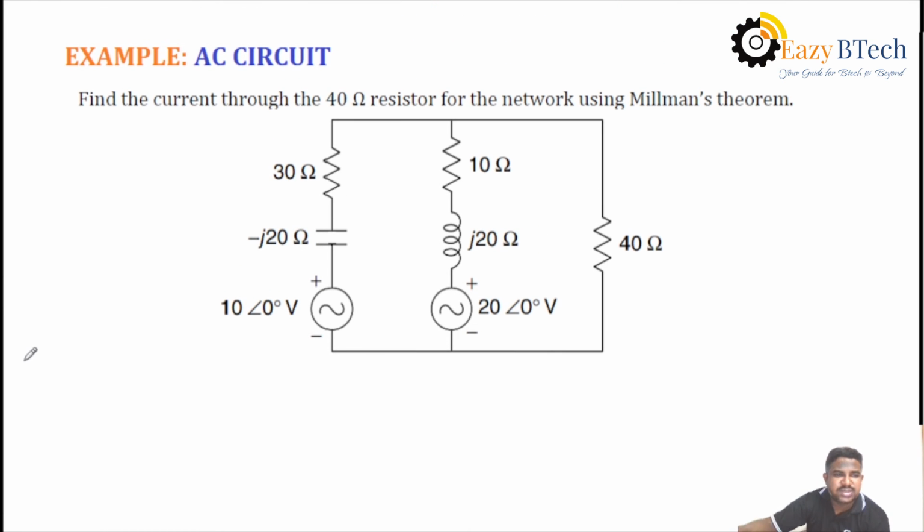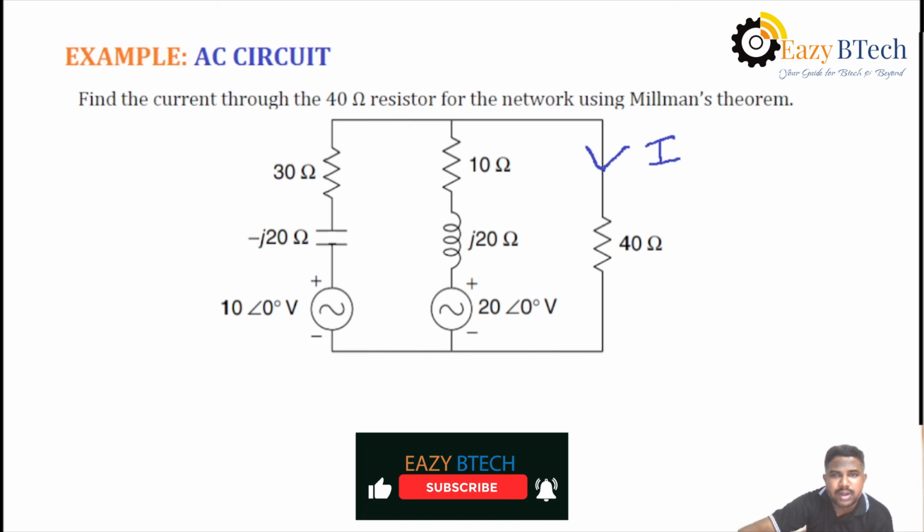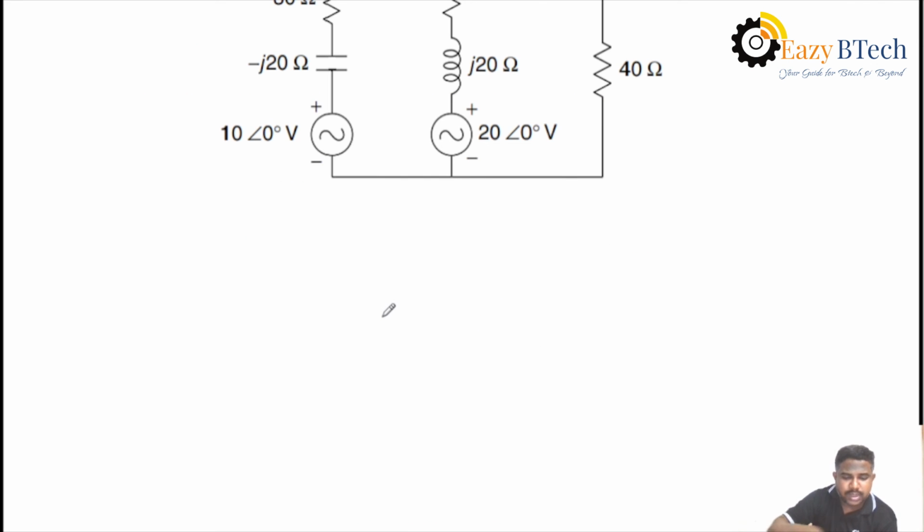I'm taking one example AC circuit, where we have two sources, 10 and 20, both joined with impedances. Then across 40, what is our aim here? To find the current passing through 40 ohms by applying Millman's theorem. Okay, then what is the first step for Millman's theorem? You have to find Millman's voltage here.